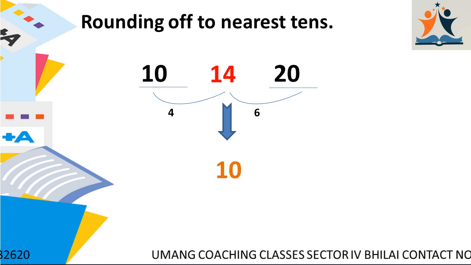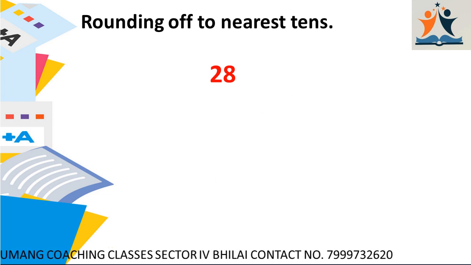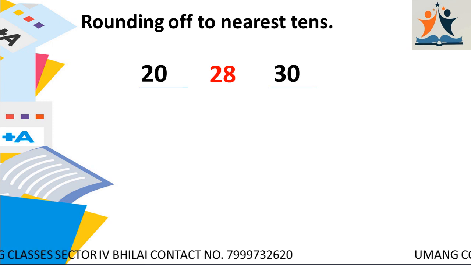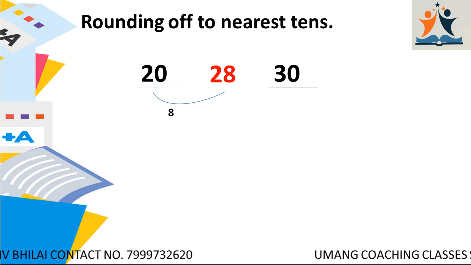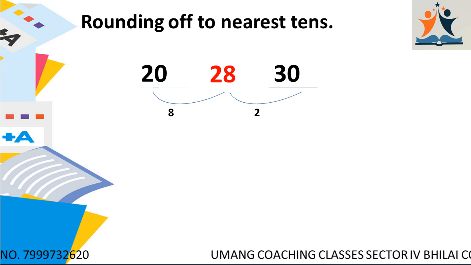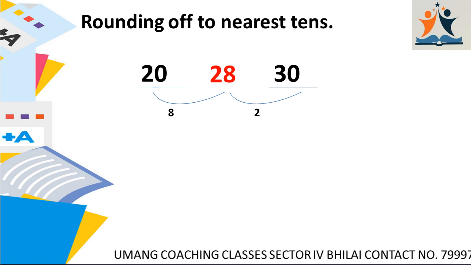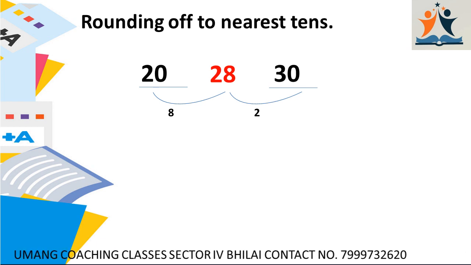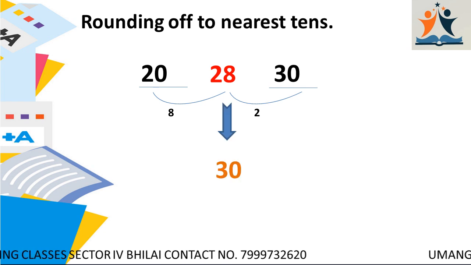Let's see some more examples. Suppose the next number is 28. We have to round it to the nearest tens. What are the nearest tens to 28? 20 and 30. The difference between 28 and 20 is 8 and the difference between 30 and 28 is 2. So 20 is far away, but the difference between 28 and 30 is only 2. So 28 is much nearer to 30 as compared to 20. So the rounding off of 28 to the nearest tens will be 30.